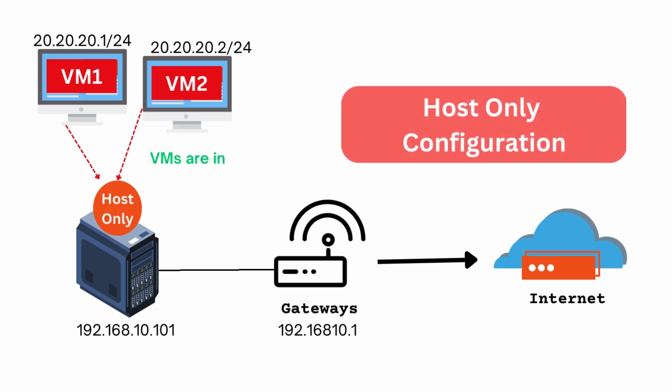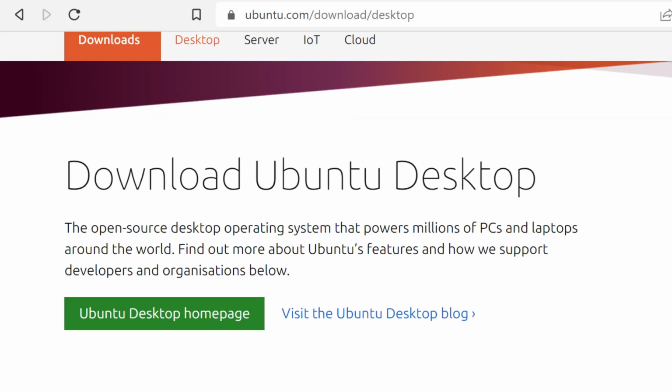A host-only network adapter in a virtual machine allows the virtual machine to communicate with the host machine and other virtual machines on the same network, but not with any other devices on external networks such as the internet and local area network. Now let's jump into creating an Ubuntu Linux virtual machine by using a VirtualBox hypervisor.